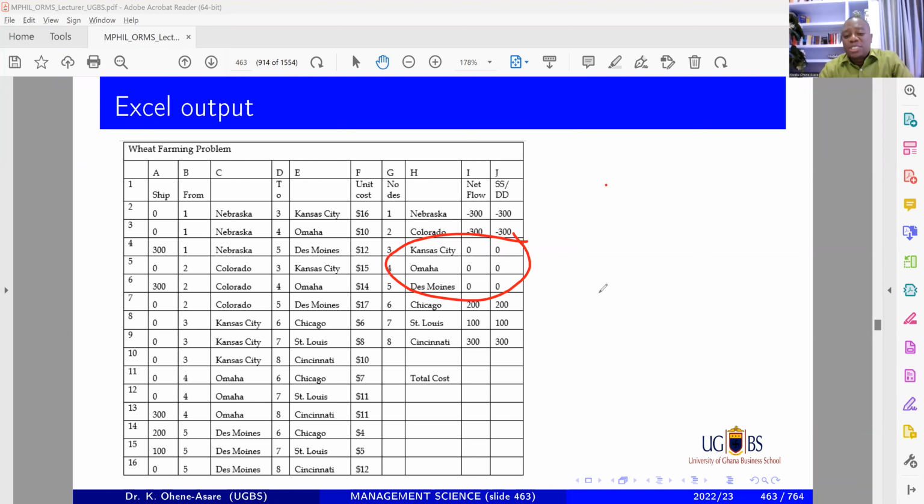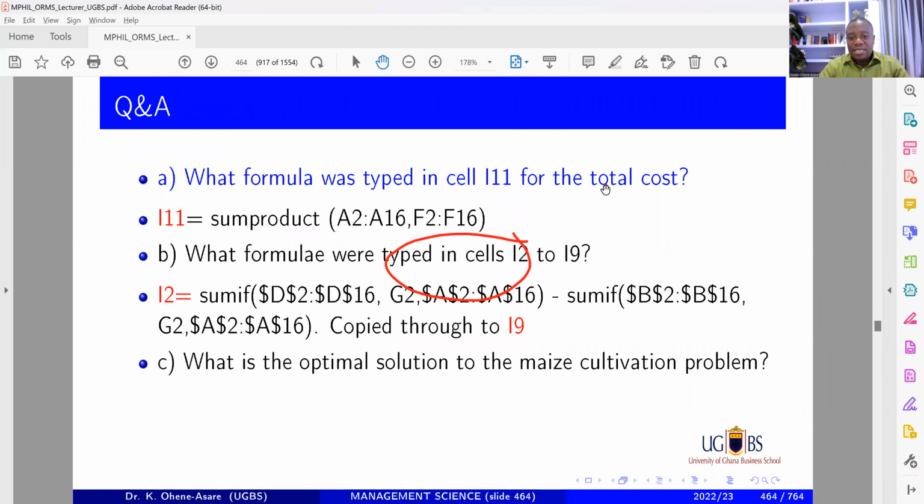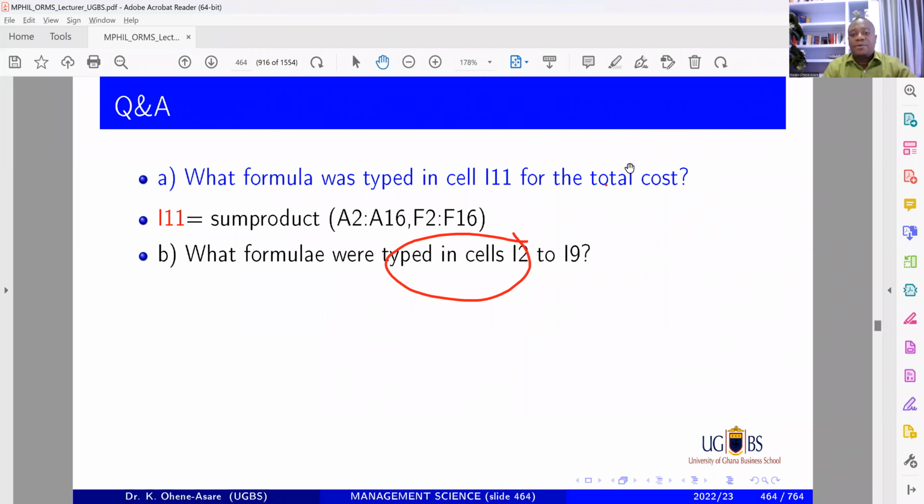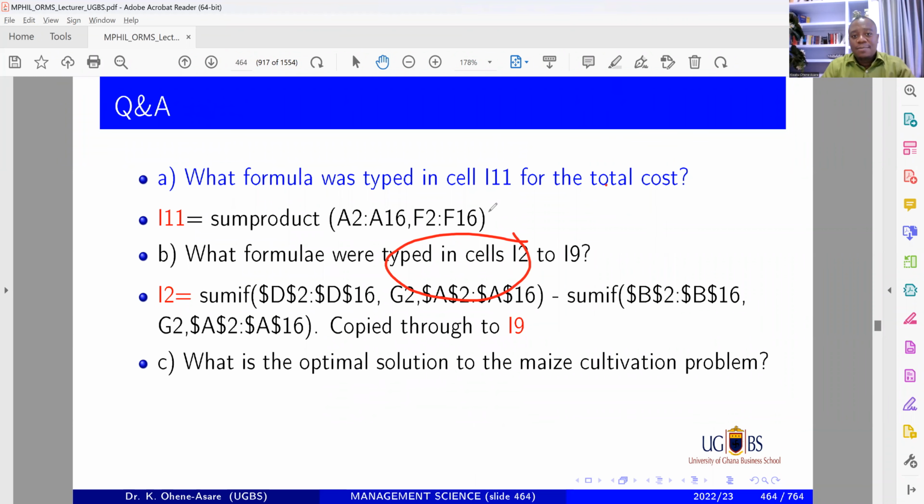So what formula will you put there that will be able to capture it? Well, you can see the formula is from the decision variables. There are two possibilities you can use for this. Let me give you the difficult one. The difficult one is you can use SUMIF minus all of this, and then you can copy all of that through I9. But go and look through this, by the way.